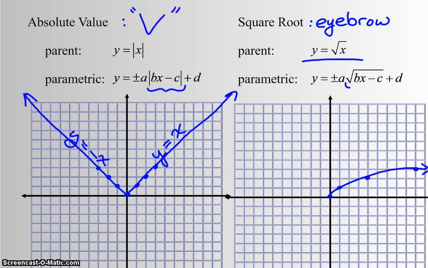Again, notice the only difference in the parametric form. The bx minus c is under the square root. The plus or minus a and the plus d is always the same.